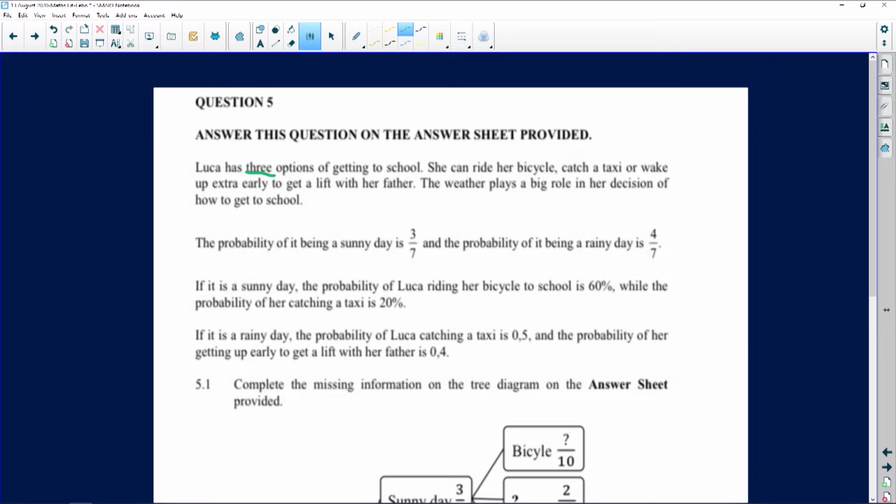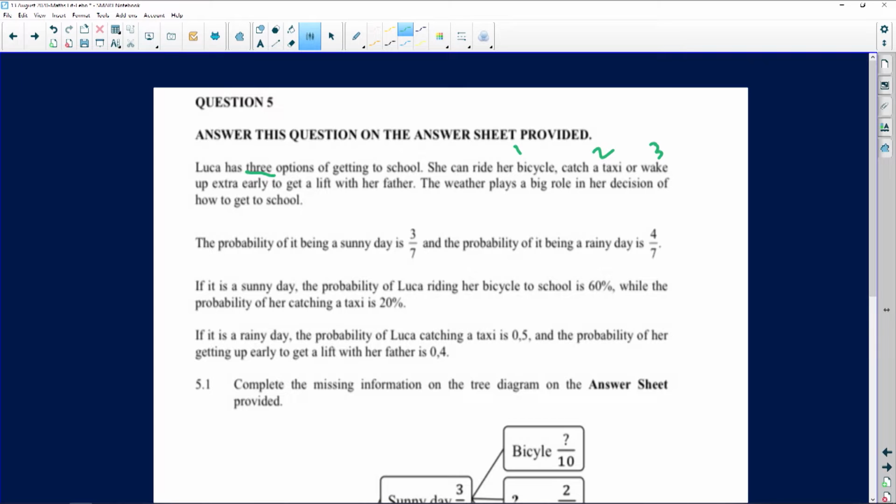So it says Luca has 3 options of getting to school. She can ride her bicycle. That's the first option. Catch a taxi. That's the second option. Or she can wake up early and catch a lift with her father. That's the third option. So those are the 3 options that we've been given already. The weather plays a big role in her decision of how to get to school.